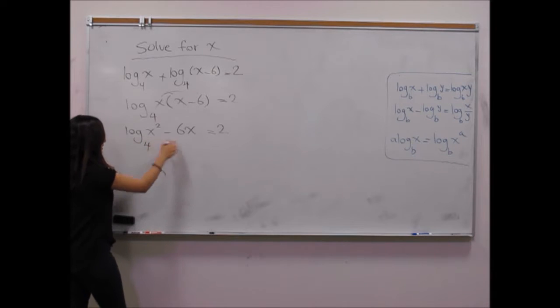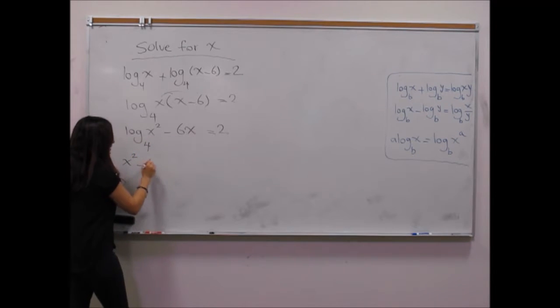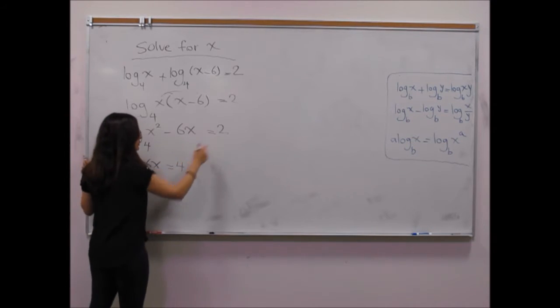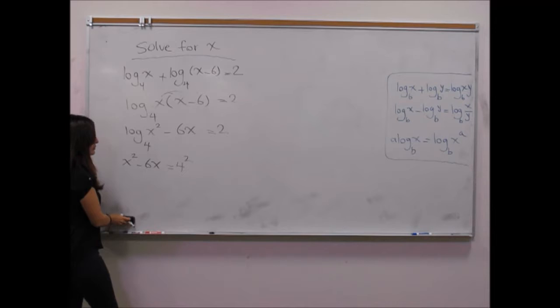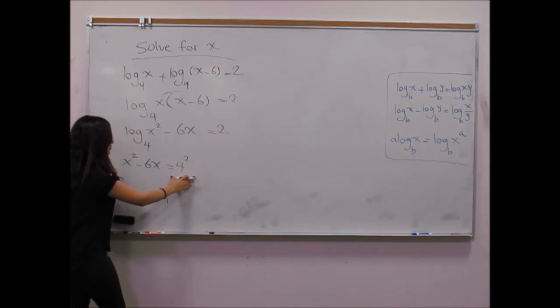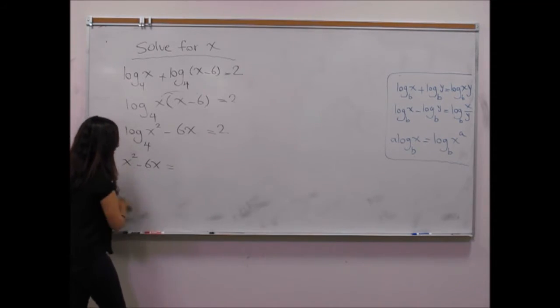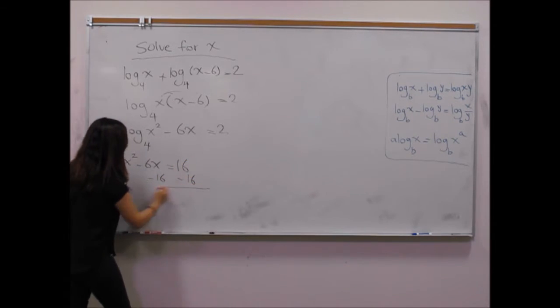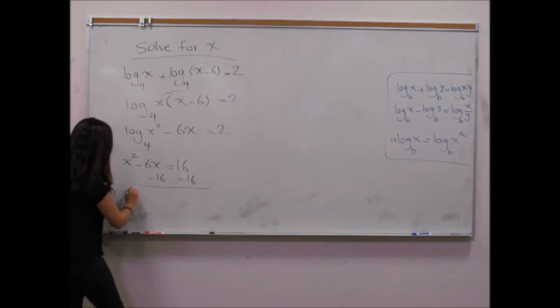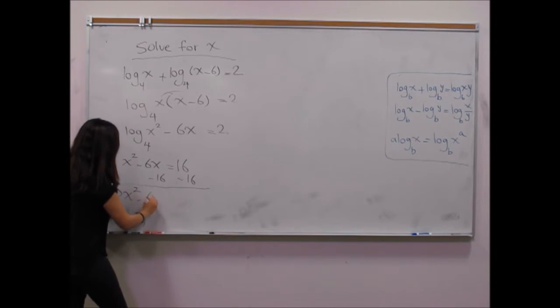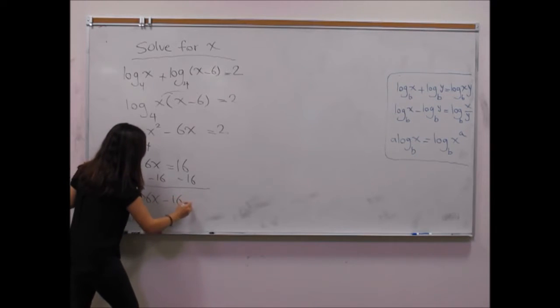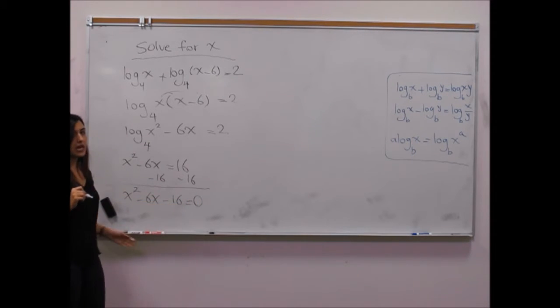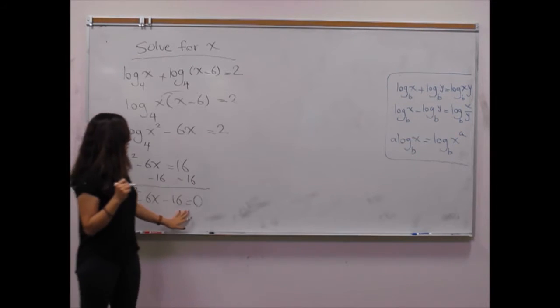Now I'm going to rewrite this in exponential form. So x squared minus 6x is equal to 4, the base, to the second power. 4 squared would be 16. And then I'm going to subtract the 16, so minus 16 on both sides. I would get x squared minus 6x minus 16 equal to 0. So now I have a quadratic equation equal to 0.